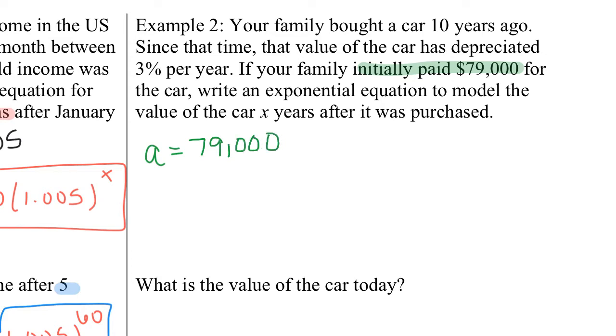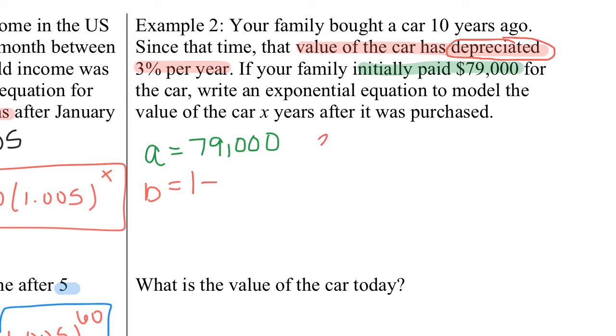Then my B is that rate. Now I have to first figure out if we're increasing or decreasing. So if we think about this, cars' value usually decreases as time goes on. But there is a word in here that will tell us. It says the value of the car has depreciated 3% per year. This depreciated means decreased. So I'm going to have to do 1 minus, since we are decreasing.